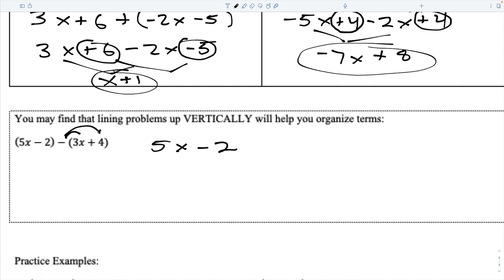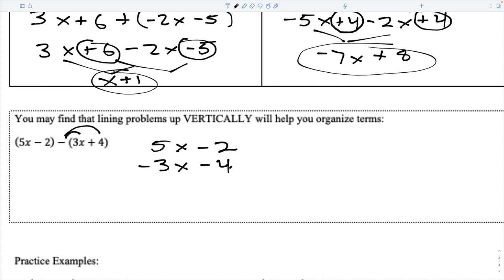What does this expression become instead of 3x plus 4? Kim? -2x. And what else? -4. Notice what I did. Instead of writing it horizontally, if it helps you just to make it go vertical so you can combine them, this is an option for you to group them up together.